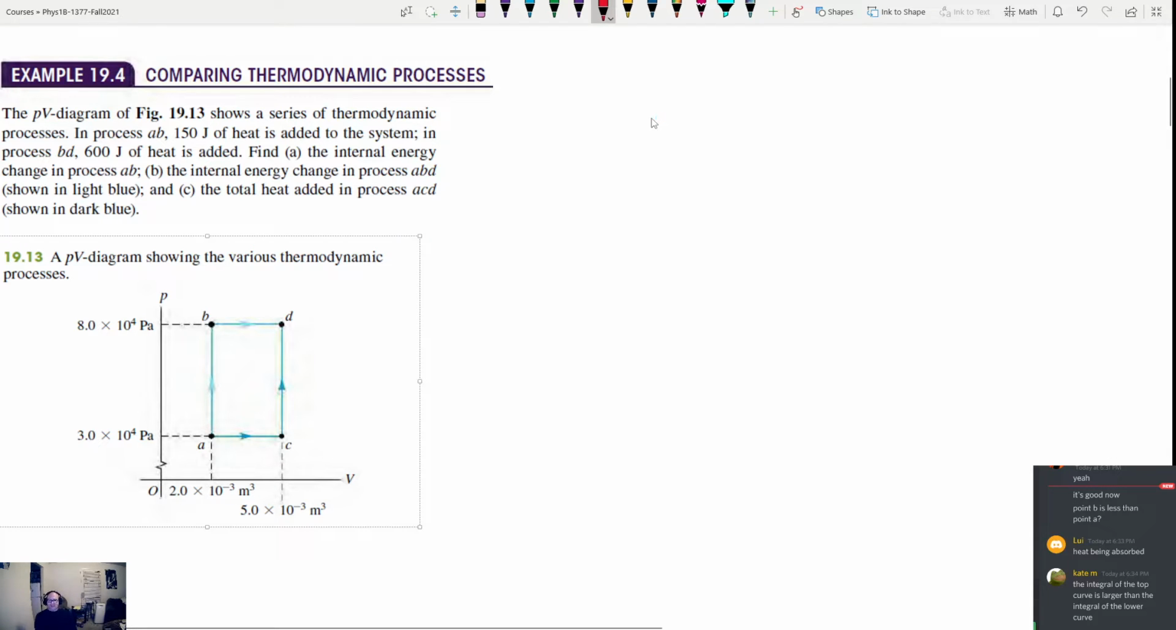So here's our process, A to B to D. It says going from A to B, 150 joules is added. So there's going to be 150 joules of heat added here. We'll say that's equal to QAB. And then from B to D, it says that 600 joules of heat is added. So we're going to say 600 joules is going to be equal to the heat added along BD.